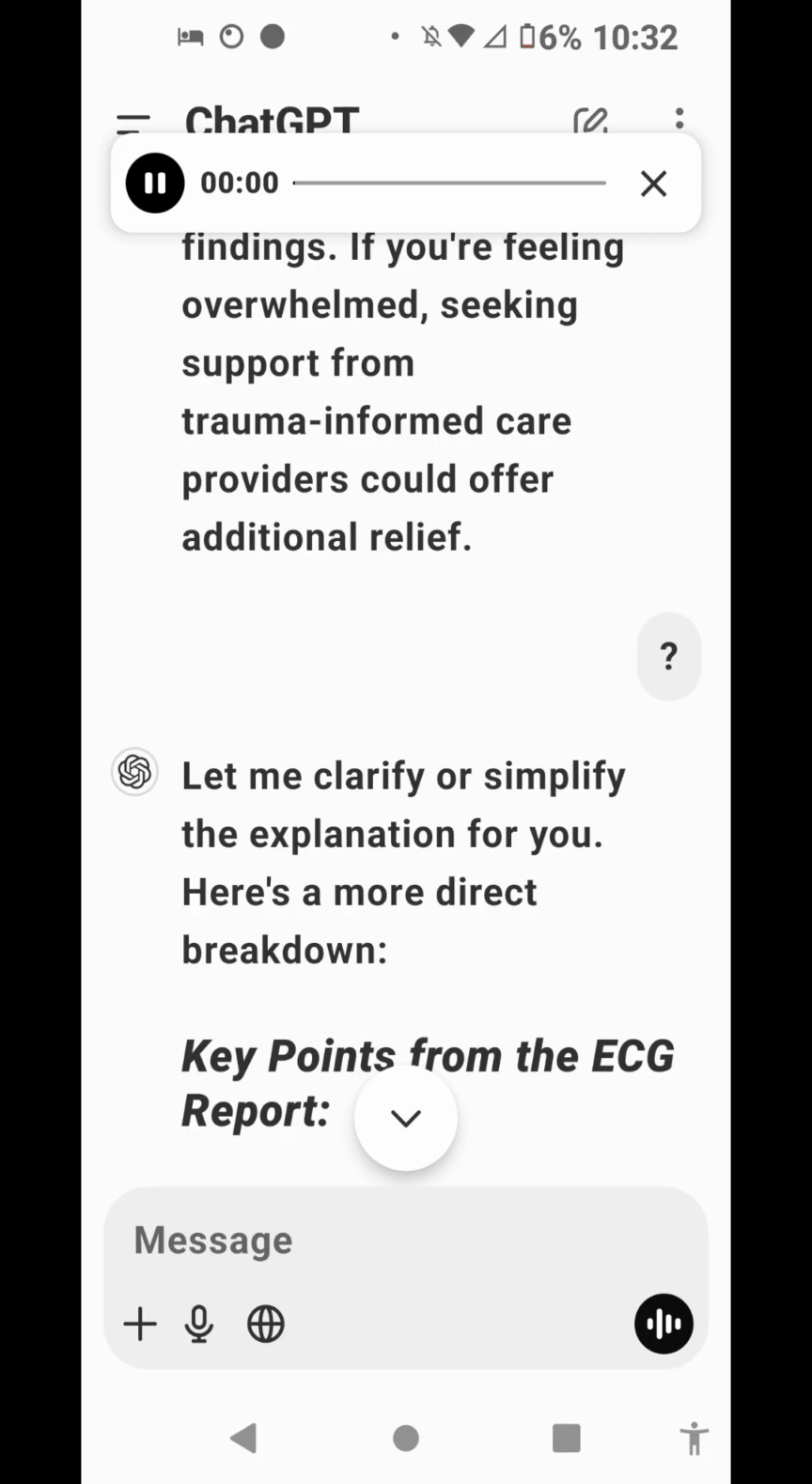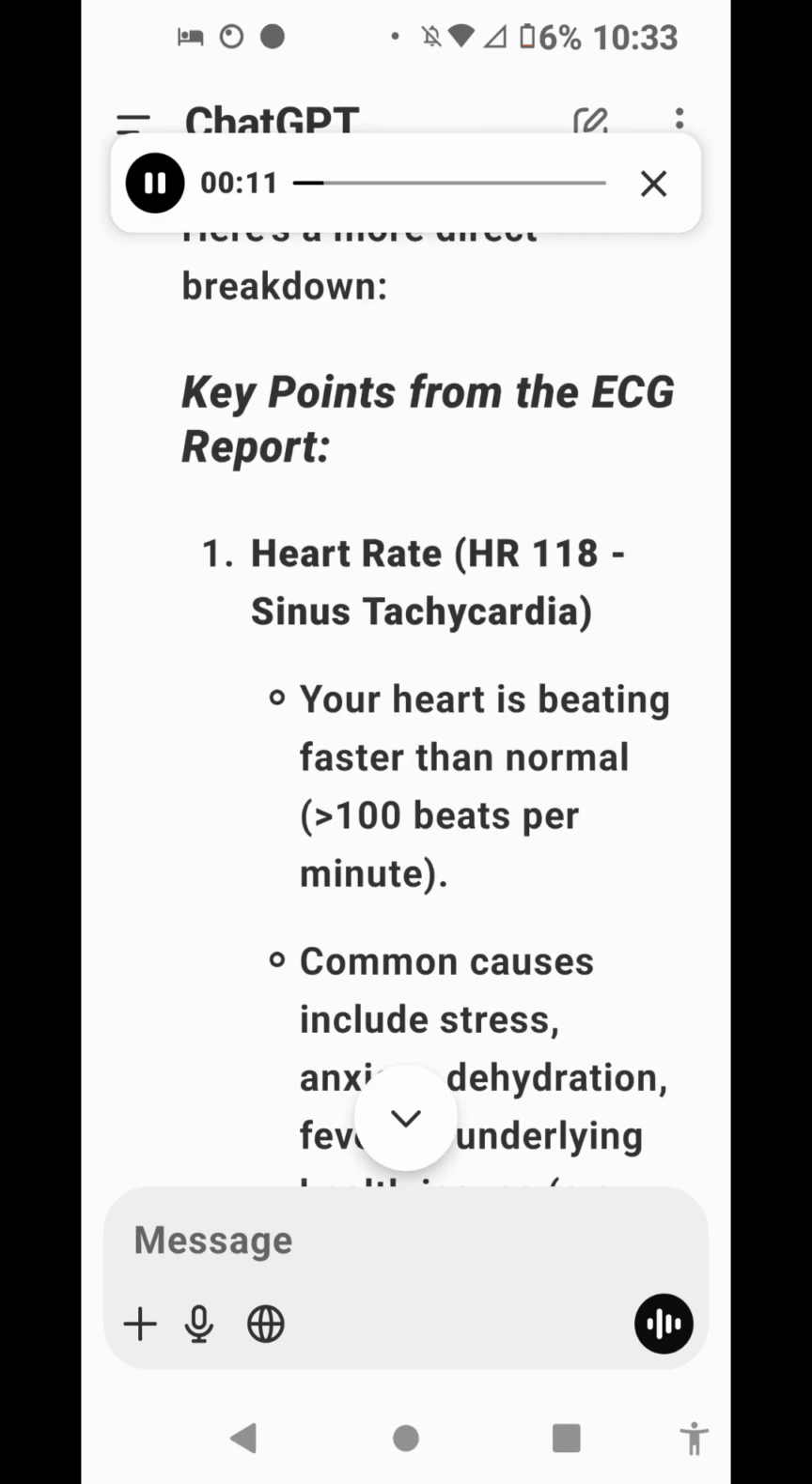Let me clarify or simplify the explanation for you. Here's a more direct breakdown. Key points from the ECG report. 1. Heart rate, HR 118, sinus tachycardia. Your heart is beating faster than normal, over 100 beats per minute.